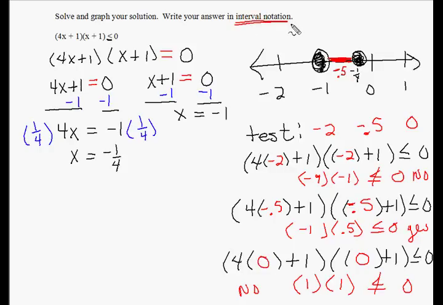But I also asked you to write your answer in interval notation. So this started at negative 1, and it was included, so it's a bracket, comma, and it went up to negative 1/4. That was also included, so that's also a bracket.